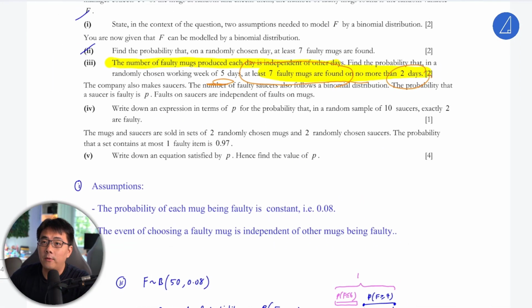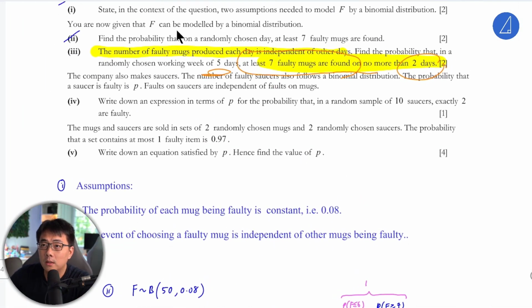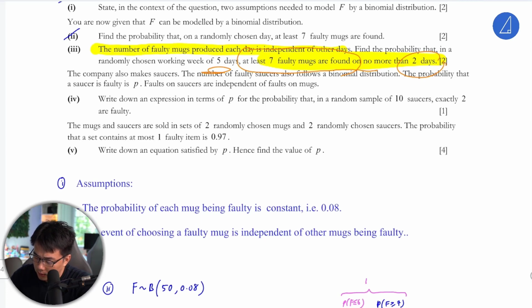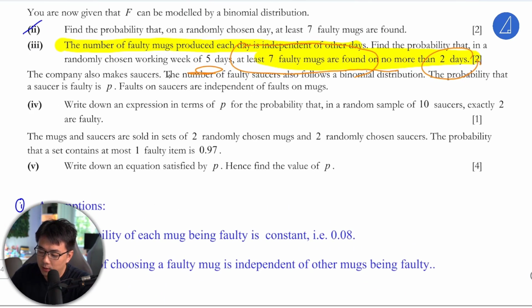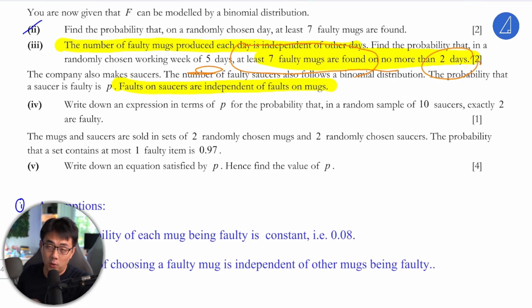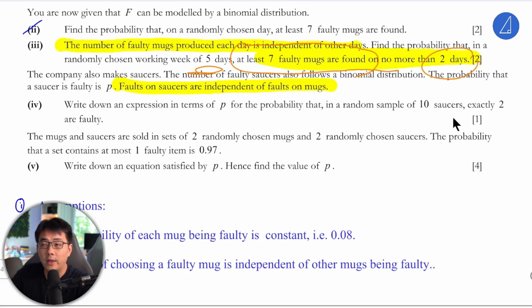So let's look at part 4. The company also makes saucers. The number of faulty saucers also follows a binomial distribution. The probability that a saucer is faulty is p, right? Faults on saucers are independent of faults on mugs. Okay? So meaning the mugs and the saucers, they are also independent of each other. So write down an expression in terms of p for the probability that in a random sample of 10 saucers, exactly 2 are faulty.